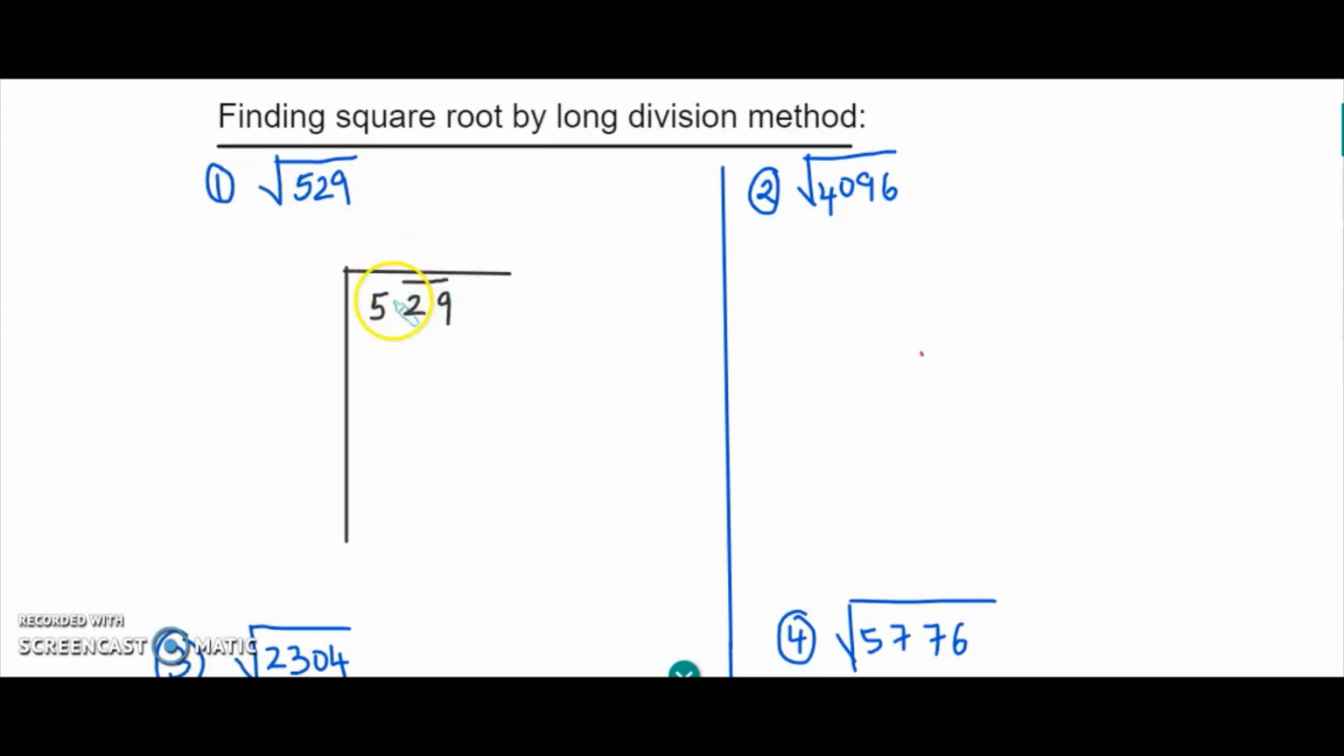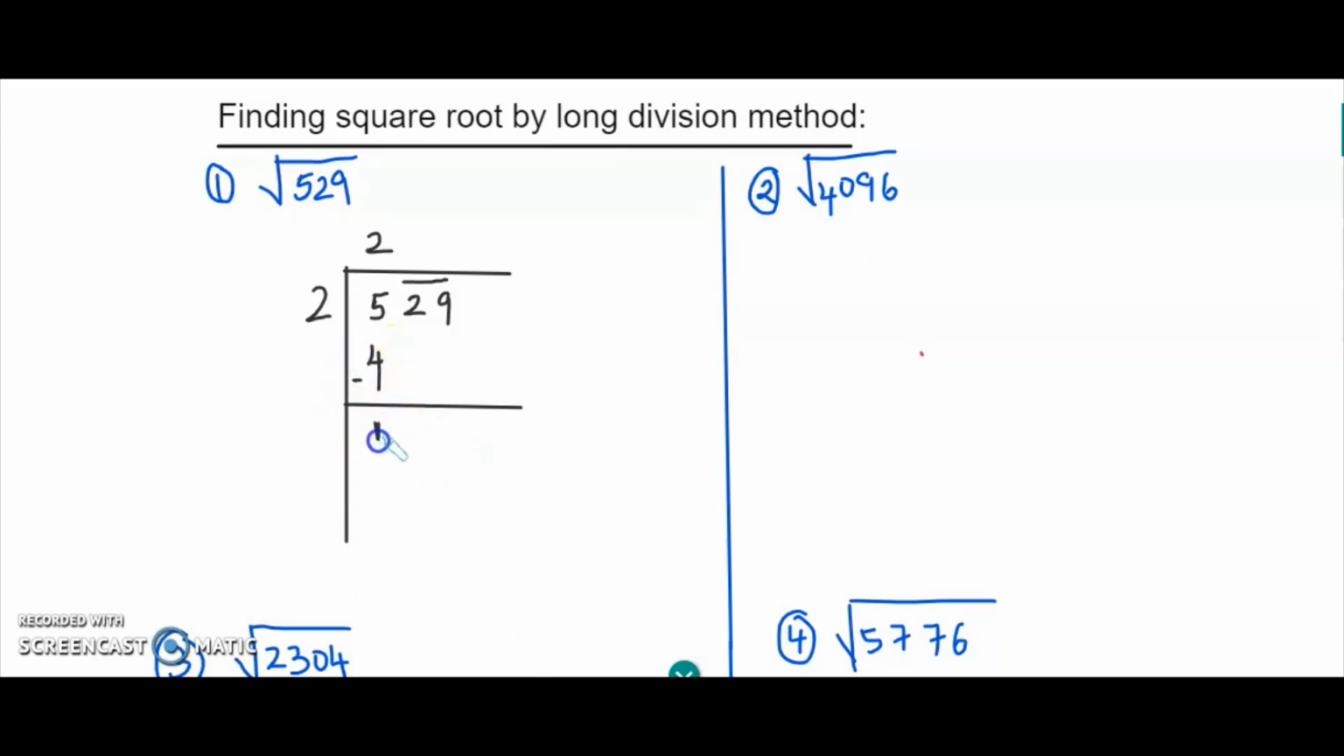Okay. Now you look at 5. You have to think about a perfect square number which is smaller than 5 and the nearest to 5. 1 square is 1, 2 square is 4, 3 square is 9. 4 and 9 both are perfect squares. But which is the nearest perfect square smaller than 5? Yes, it's 2. So put the 2 here and the 2 here and write your 4 here. Okay. Now subtract as we do in long division.